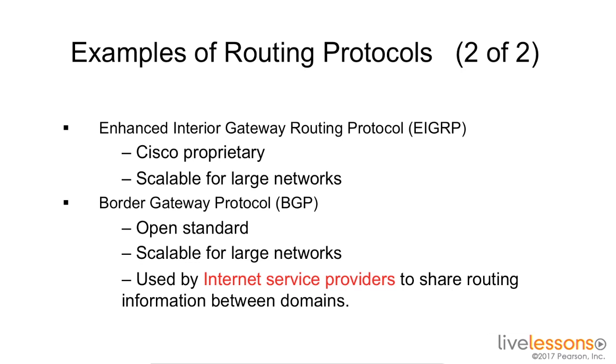The final routing protocol we're going to talk about is Border Gateway Protocol, or BGP. BGP is an open standard and it is very scalable for large networks. It is used mainly today by internet service providers to share routing information between domains. BGP is outside of the scope for this lesson, but we wanted to make sure that you were familiar with the term.